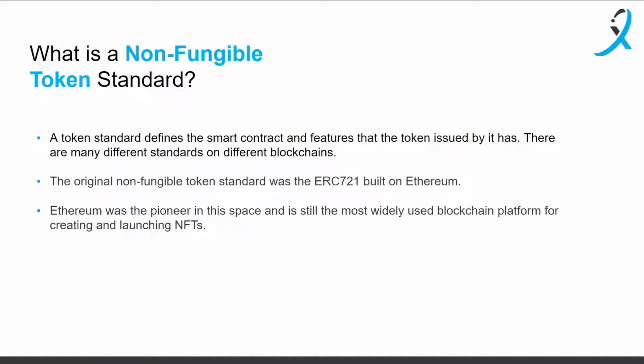So a non-fungible token standard defines the smart contract and the features that are related to that specific token. There are many different standards across blockchains, but the original one was built by Ethereum. Ethereum still built the original set of NFT standards, and some of the other blockchains or protocols that have come up after Ethereum have just copied or repurposed some of Ethereum's standards, and in some cases they've called it something similar, and in some cases they've branded it with their own stuff. So we'll go through all the examples today.